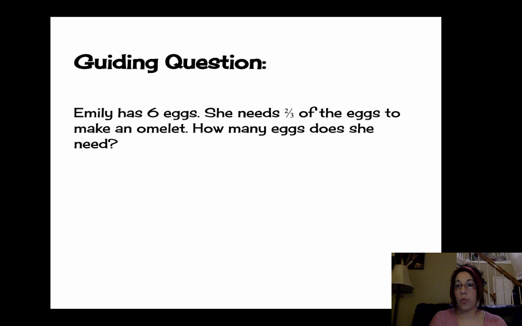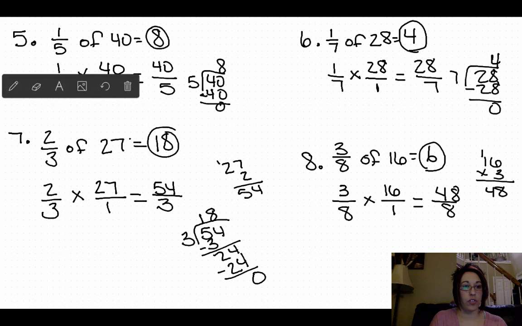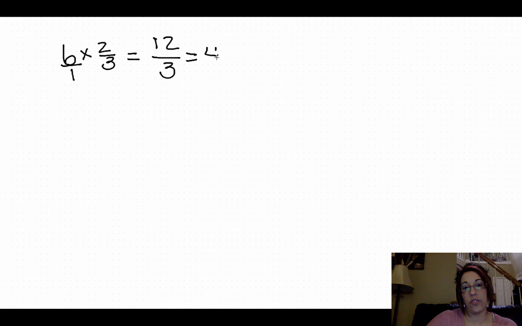So go back to my whiteboard here. And for our guiding question, Emily has 6 eggs, and we want to know what 2/3 of those eggs would be. So we turn our 6 into a fraction. 6 times 2 is 12. 1 times 3 is 3. 3 will go into 12 4 times. And Emily needs 4 eggs to make her omelet.